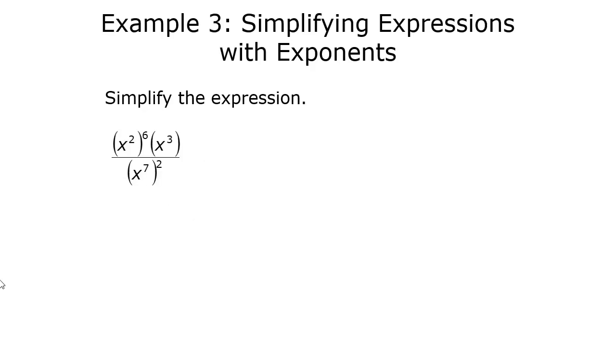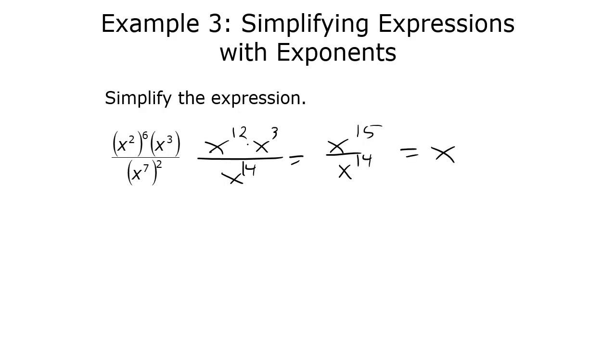Another simple example where we can simplify everything if we just use the rules. So we know that power to power gives us x to the 12th times x cubed. Same thing here, power to power, so x to the 14th. Combine the top. We know when we multiply, we just add. So that's x to the 15th over x to the 14th. And then when we divide, we know that we subtract, and the answer is x. All that crap just equals x.